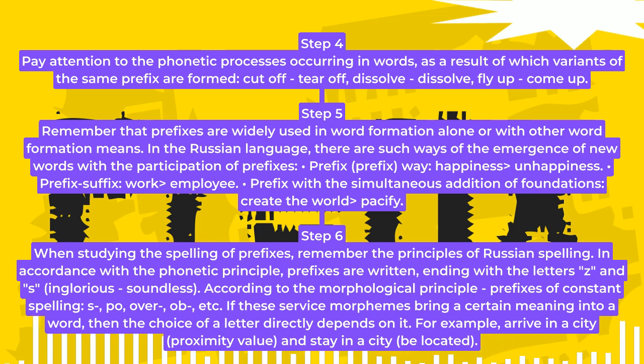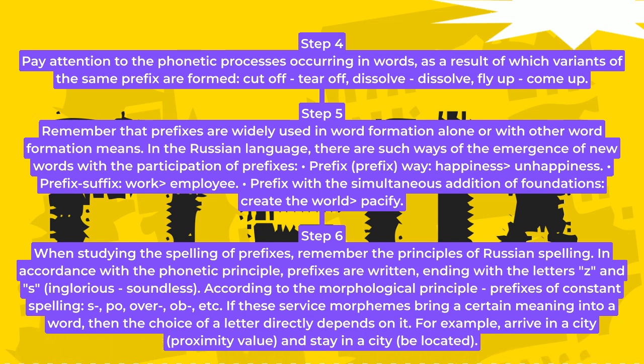If these service morphemes bring a certain meaning into a word, then the choice of a letter directly depends on it. For example, arrive in a city, proximity value, and stay in a city, be located.